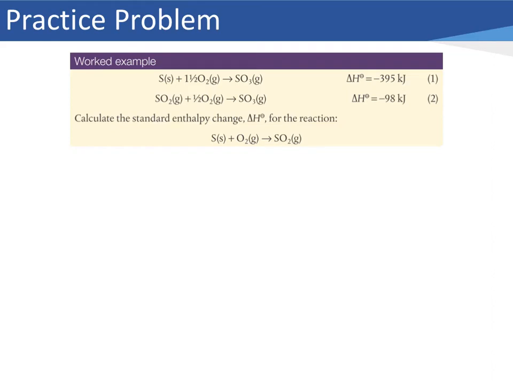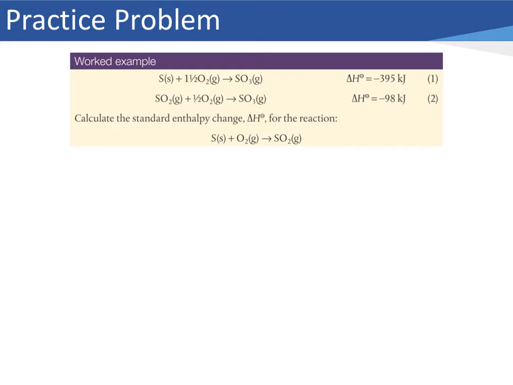So let's solve a practice problem. Let's see if we can apply Hess's law. I've got a couple reactions here. I have a reaction which is sulfur and oxygen reacting to form SO3, and SO2 and oxygen forming SO3. So can we figure out from this set of reactions sulfur plus O2 makes SO2?